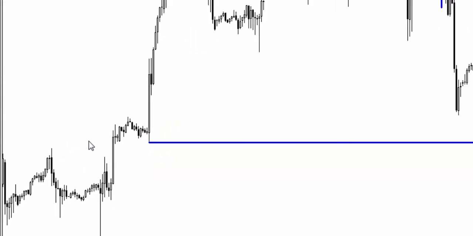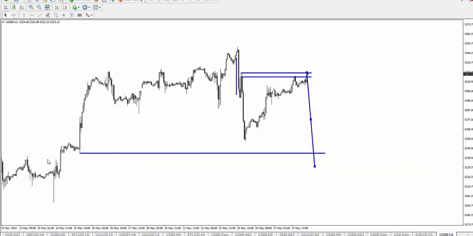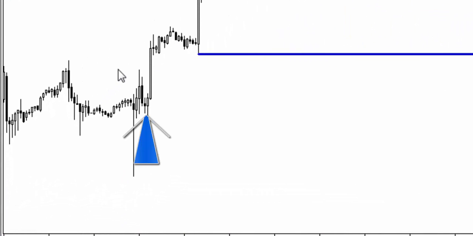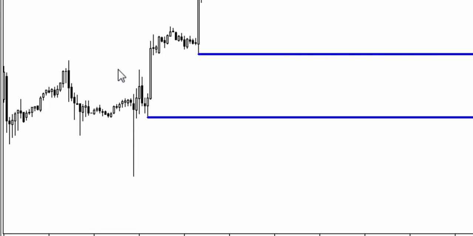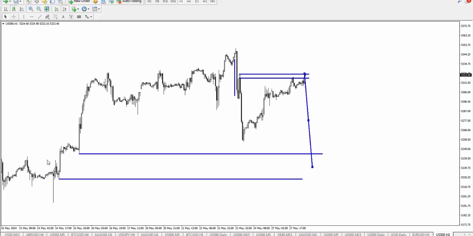So the next level to the downside that I would be looking at is this little area here. We've got liquidity, they spiked it to the downside, shot to the upside. So there you go. Those are my two levels based on price. This is just based on a projection.